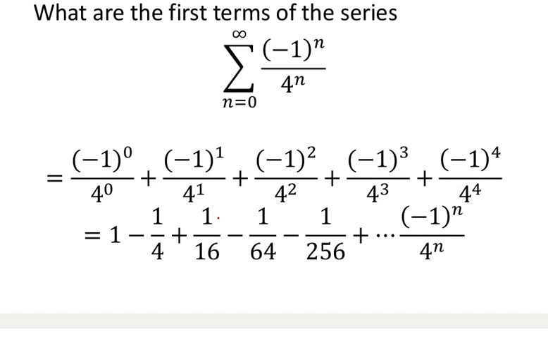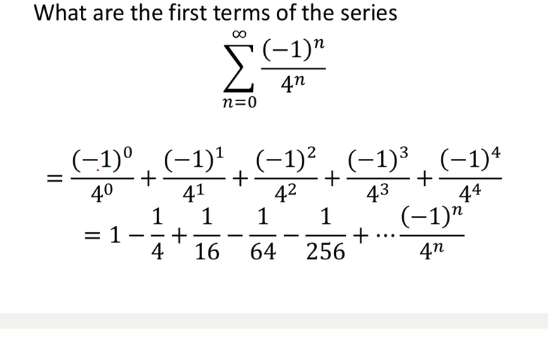And the denominator continues from 1, 4, 16, 64, 256, 1024, 4096, 16384, and so on. They just continue upwards.